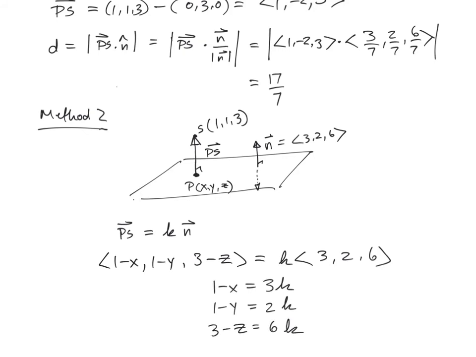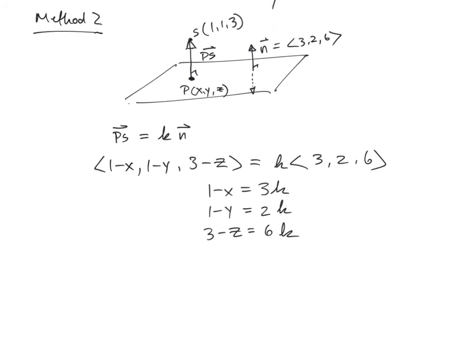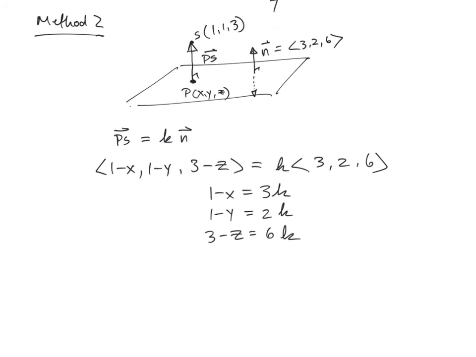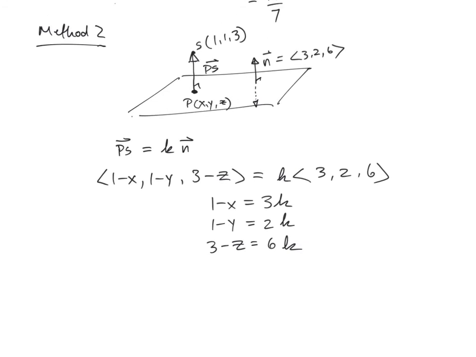For those two vectors to be equal, their respective components must be equal. So 1 minus x equals 3k, etc. Okay, we're going to see in the next lecture that this is actually the equation of a line in 3D space. It's the equation of this line here, the line that goes through S and the plane. But in any case, that's for next day, okay?